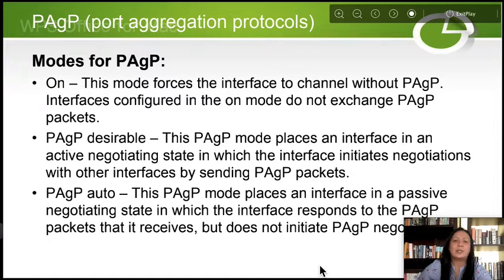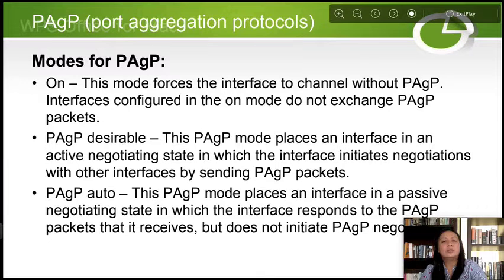The modes for PAgP, or the Port Aggregation Protocol. The first one is on. This mode forces the interface to channel with the PAgP interfaces configured, and an on mode does not exchange PAgP packets. PAgP desirable: this PAgP mode places an interface in an active negotiating state in which the interface initiates negotiation with other interfaces by sending PAgP packets.